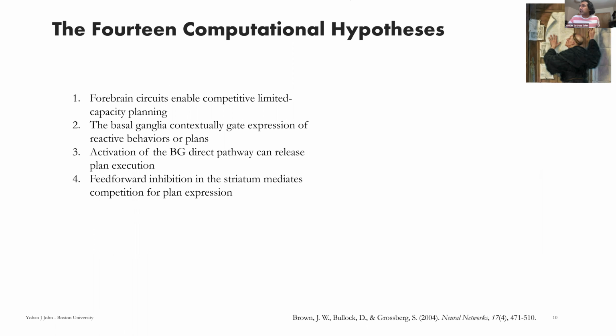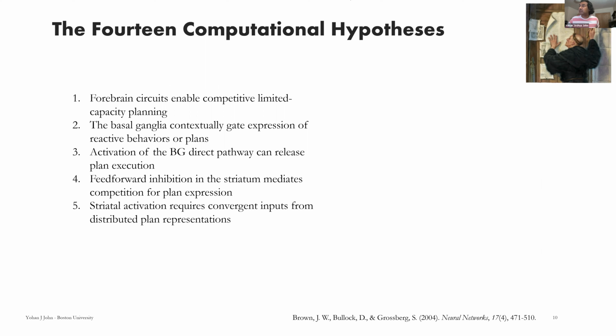Feed-forward inhibition in the striatum mediates competition for plan expression. So again, there are other ways to do this. Some people will try to use the medium spiny projection neurons just mutually inhibiting each other to have a local competition. They don't really use that. And there's reasonably good anatomical evidence that the mutual inhibition among medium spiny projection neurons is not good enough to implement the competition locally inside the striatum.